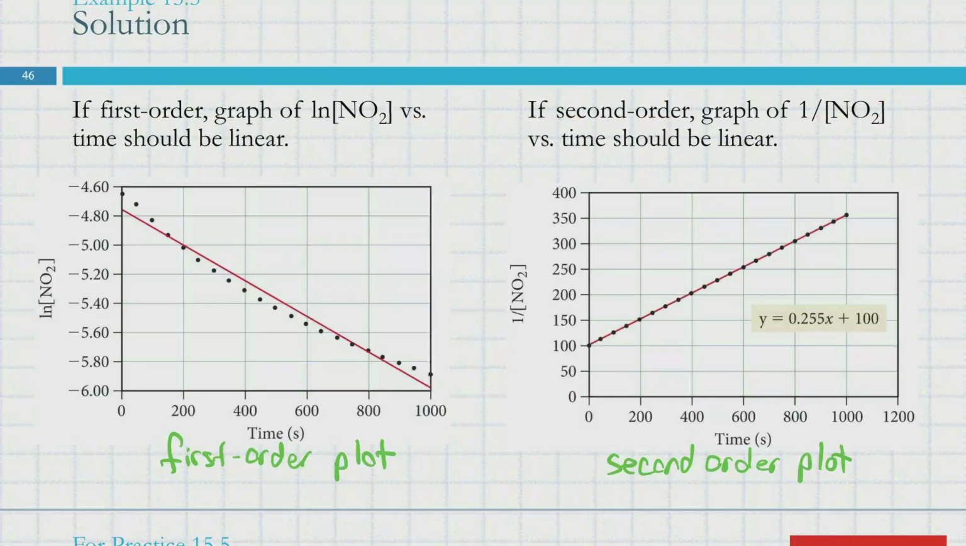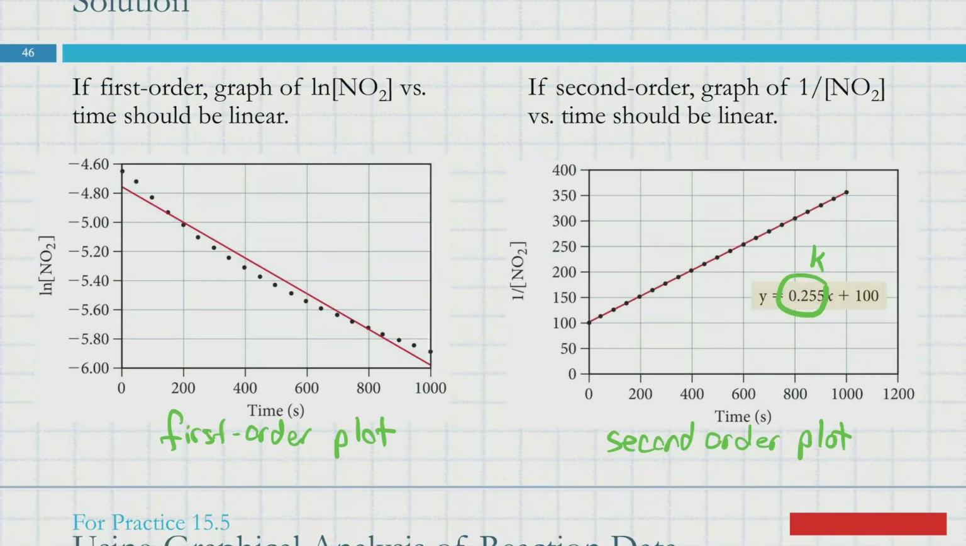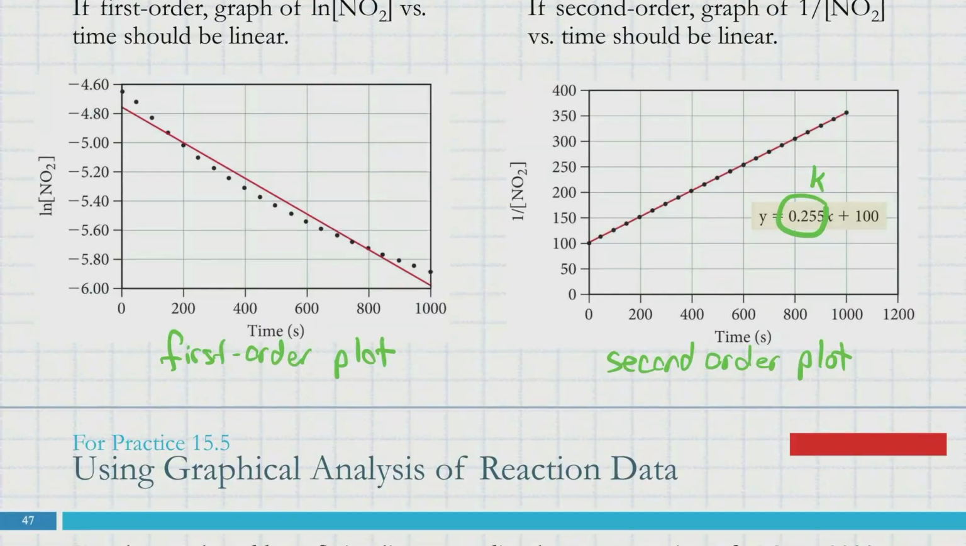And so this is second order. And where do we find our rate constant? Our rate constant is that 0.255. For the second order plot, it's positive, so we don't have to flip it. So that's a convenient similarity between our first and second order plots. Our k is in the same location.